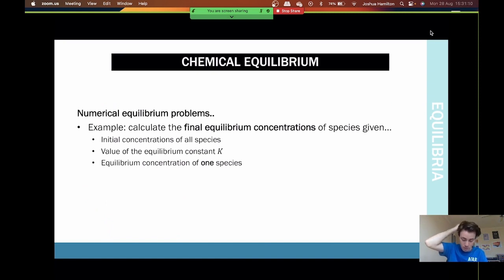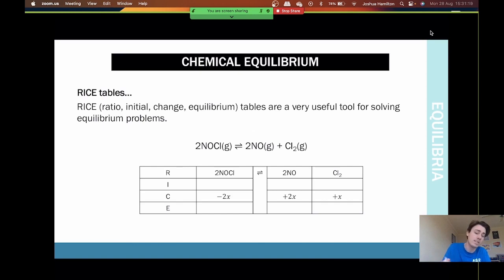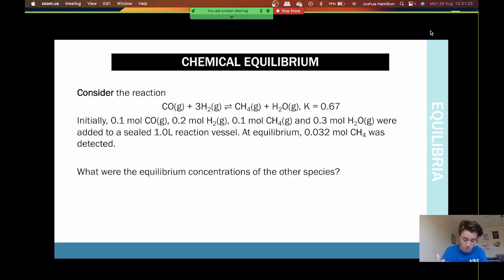Lastly, numerical equilibrium problems. Example, calculate the final equilibrium concentration. You need to be able to use ICE tables, or some people like to call them RICE tables. RICE tables essentially stand for ratio and then initial, change, equilibrium. I usually use ICE tables and just don't put an R in. I like ICE tables better, but if you use RICE tables, go for it. They're the exact same thing. Really important you understand how to apply your knowledge in these. So we'll go through an example.